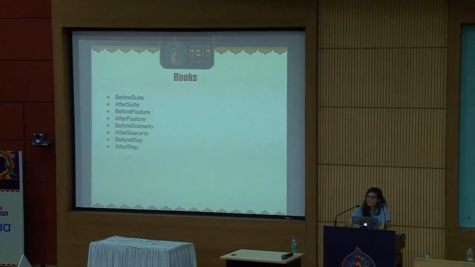Next is your before feature. If I want to get something done before one feature file, I can have it there: before running this feature, just do these things. Similarly, after my feature has run, do this thing. If I want to set a state for my feature file which is different from what is present in my application right now, I can do it over here. In after, I can replace it and put my application back into the same state.